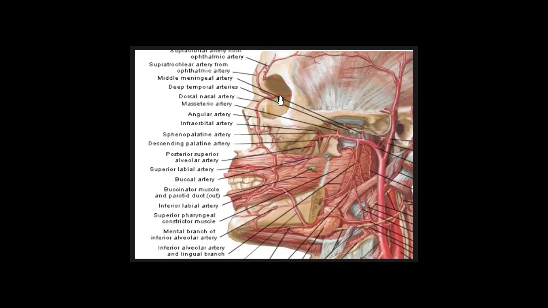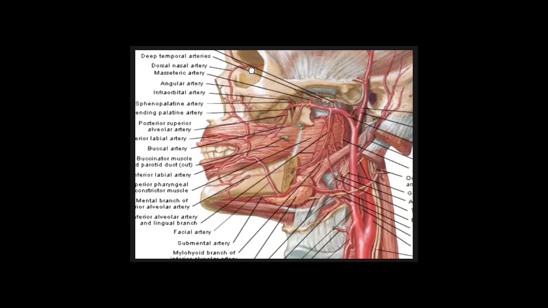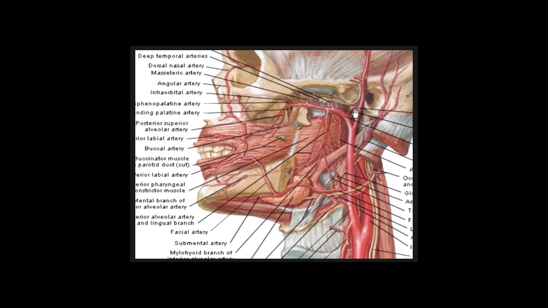This is ophthalmic artery. This is supratrochlear, and this is supraorbital artery, branches of the ophthalmic artery. This is superficial temporal, and this is maxillary artery.